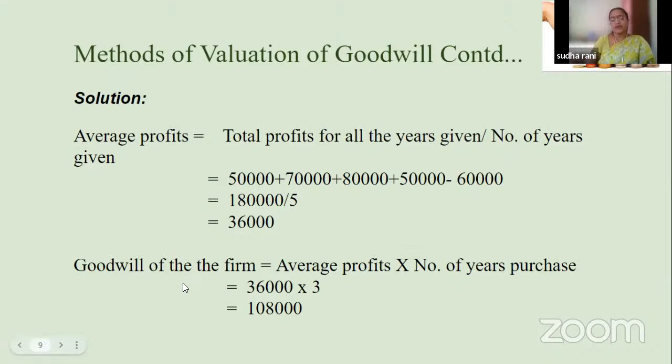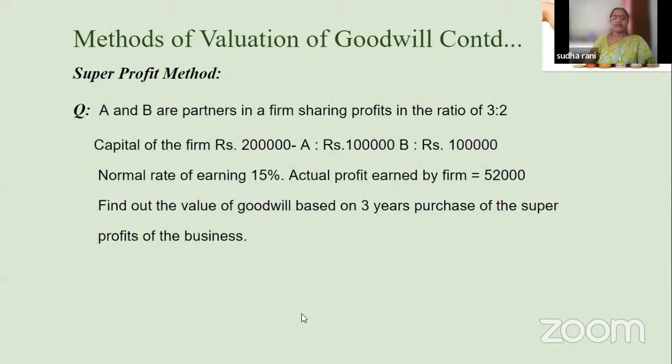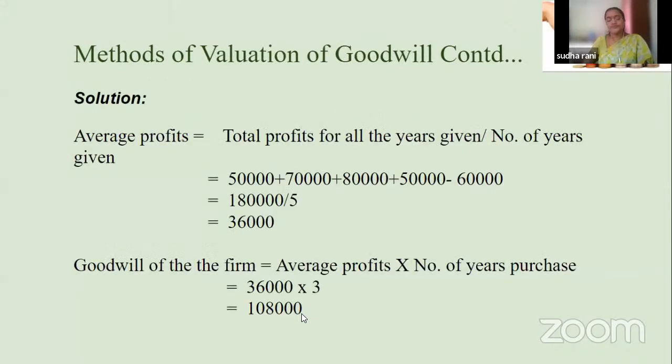Whatever amount you got, that is the goodwill of the entire firm. In this goodwill of the entire firm, you are supposed to calculate the new partner's share. Whatever the new partner's share of goodwill is, that has to be calculated. This is the first method.